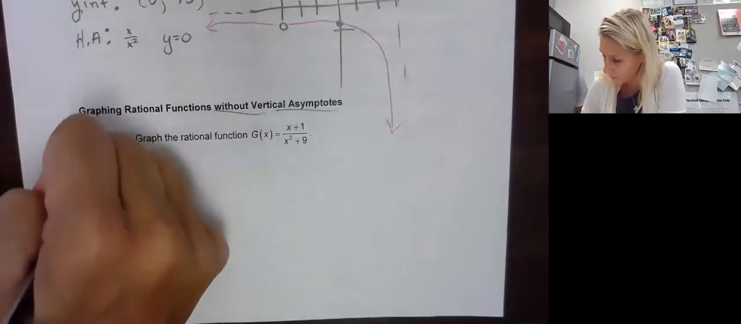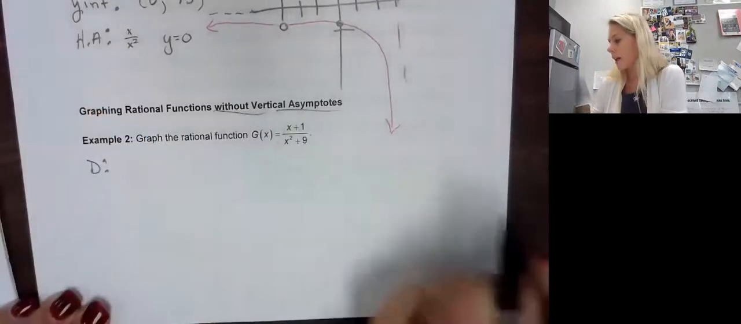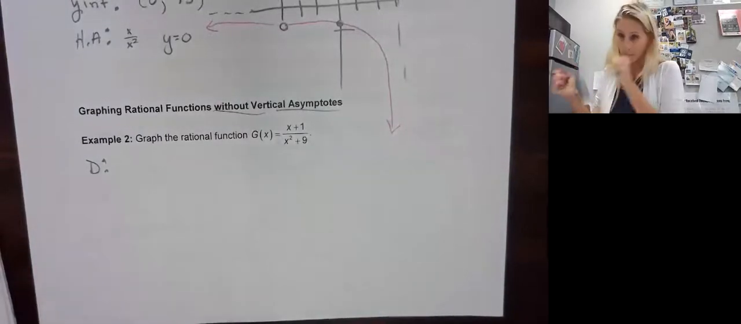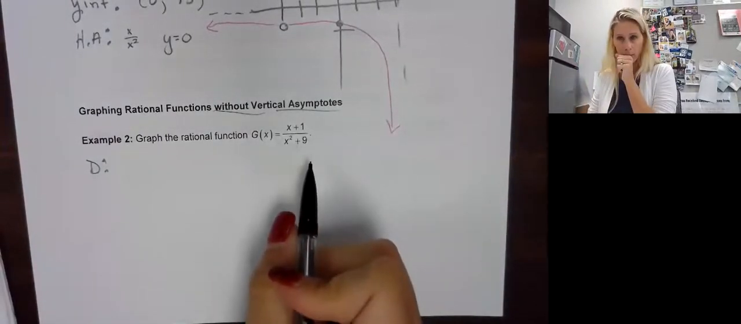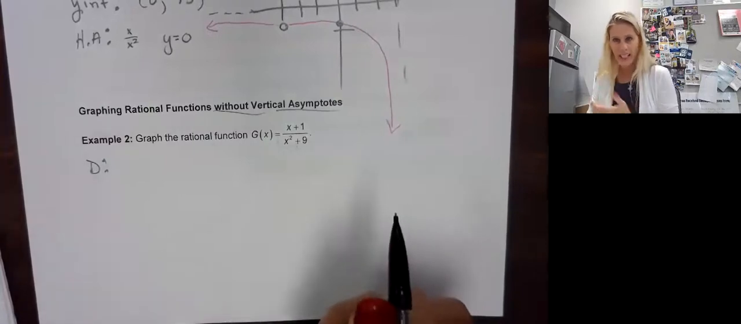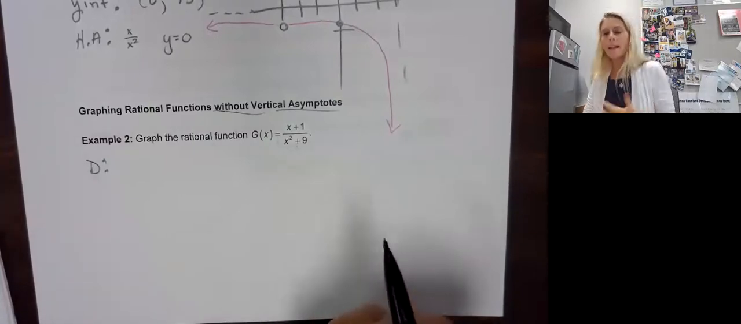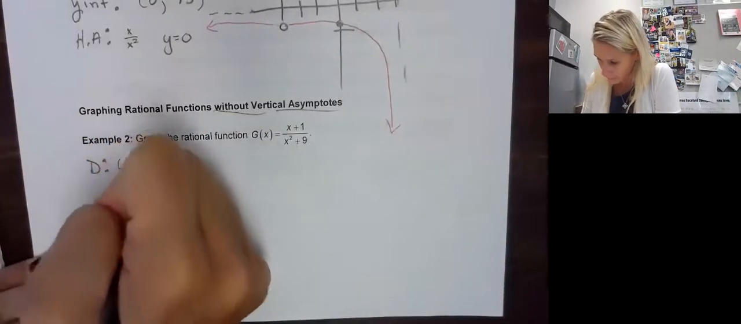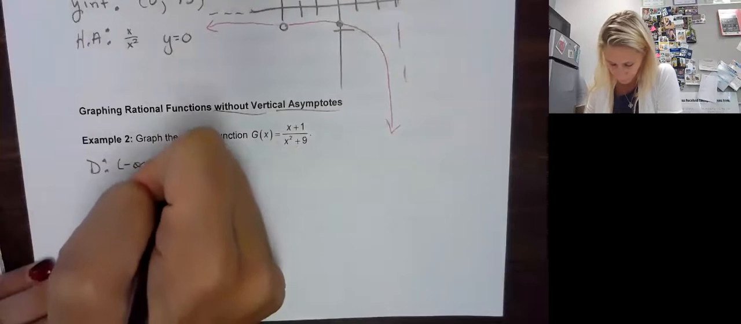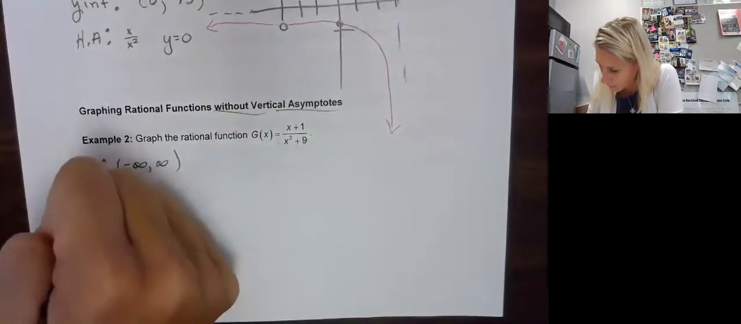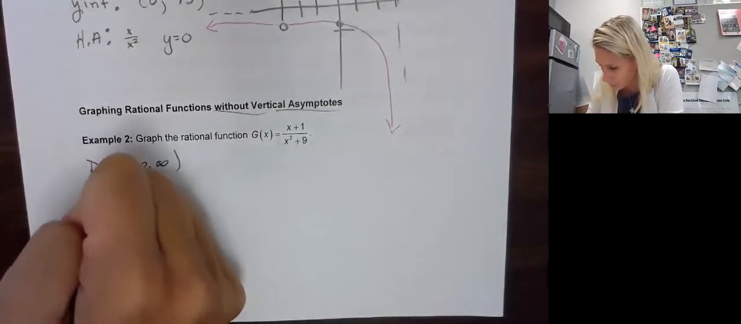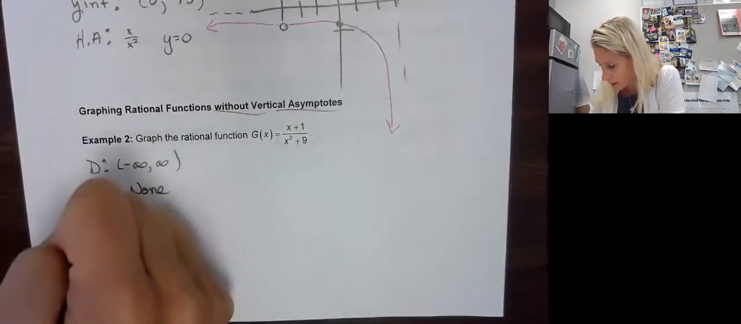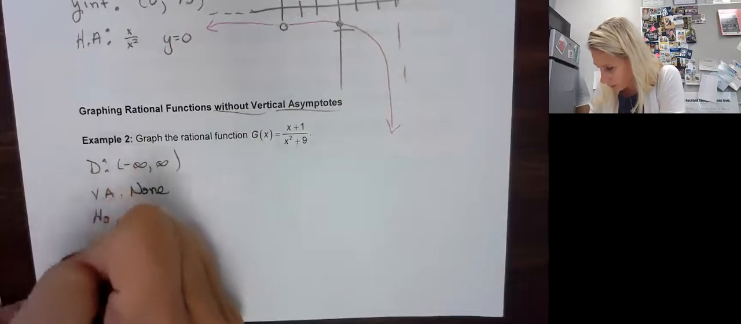So my domain. Well, if I look, can the denominator ever equal 0? No, I can't square anything and add it to 9 to give me 0. So our domain is negative infinity to infinity. Well, that also means that there are no vertical asymptotes. And because there was nothing to cross out, I have no holes.